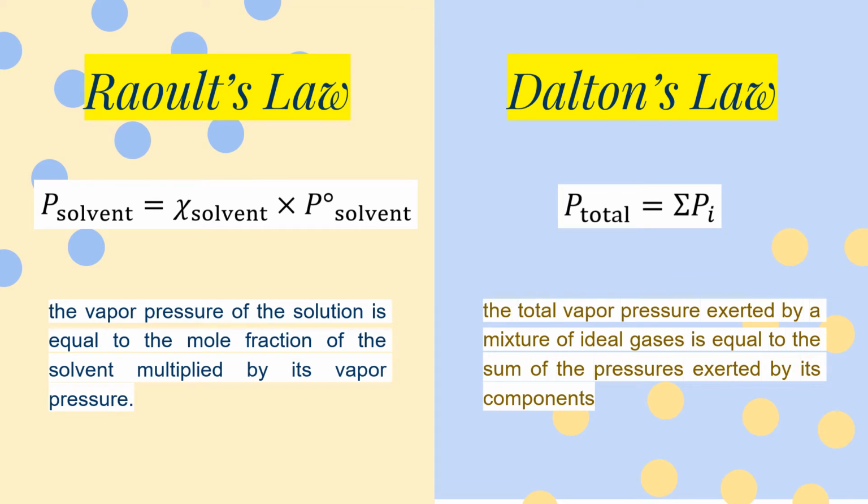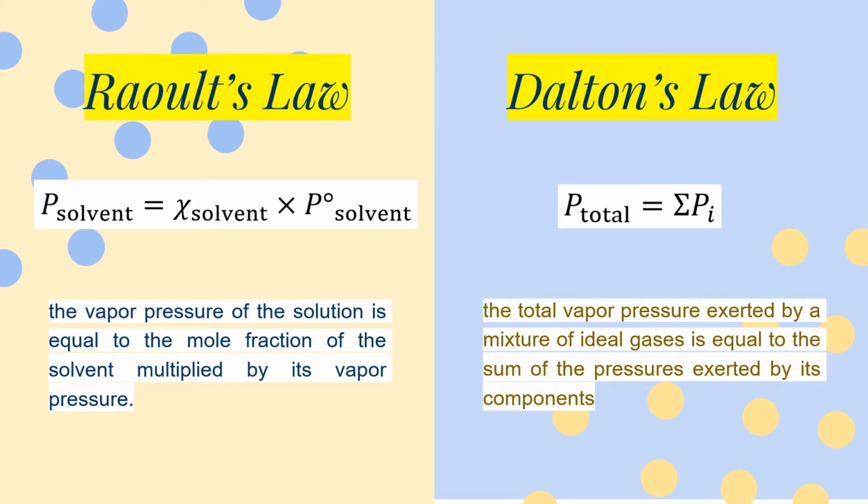Raoult's law illustrates the relationship between solution and solvent vapor pressure, in which it dictates that in an ideal solution, the vapor pressure of the solution is equal to the mole fraction of the solvent multiplied by its vapor pressure. In Raoult's law, the vapor pressure of the solution is equal to the mole fraction of the solvent multiplied by its vapor pressure, which is illustrated in the left side of the slide.